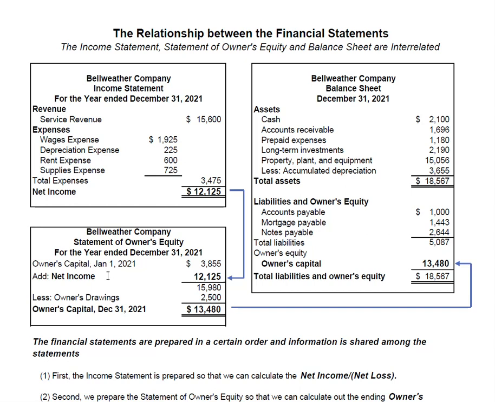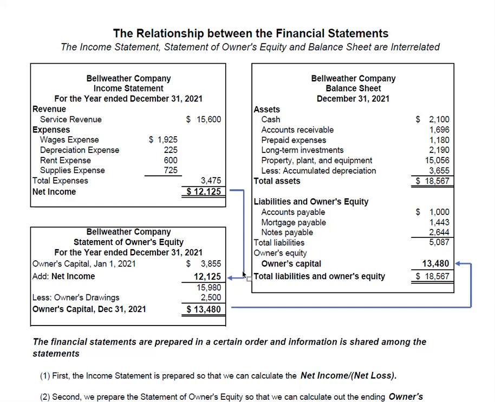Then we have additions. Now you could have potentially 2 additions to our owner's equity. That would be net income and owner's contributions. Bellwether only has one of them. They only have the net income, and as you can see, my arrow indicates that it's coming from the income statement and going into the statement of owner's equity. So here's my $12,125 of net income.